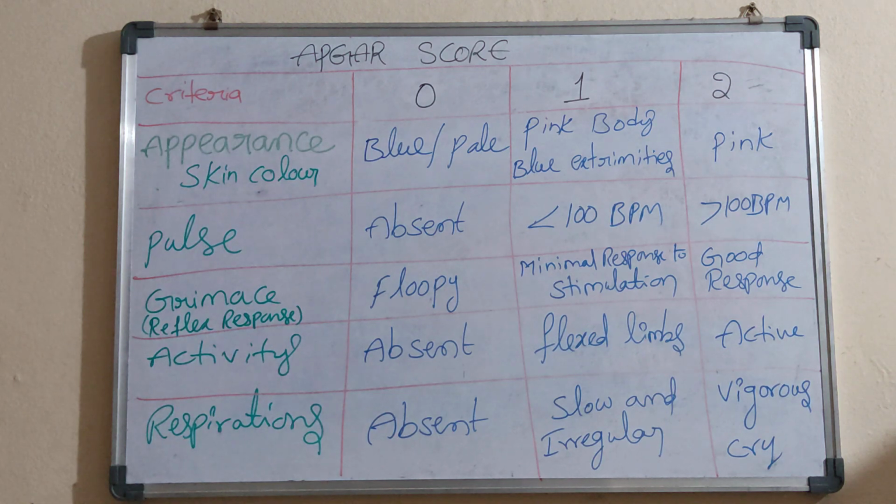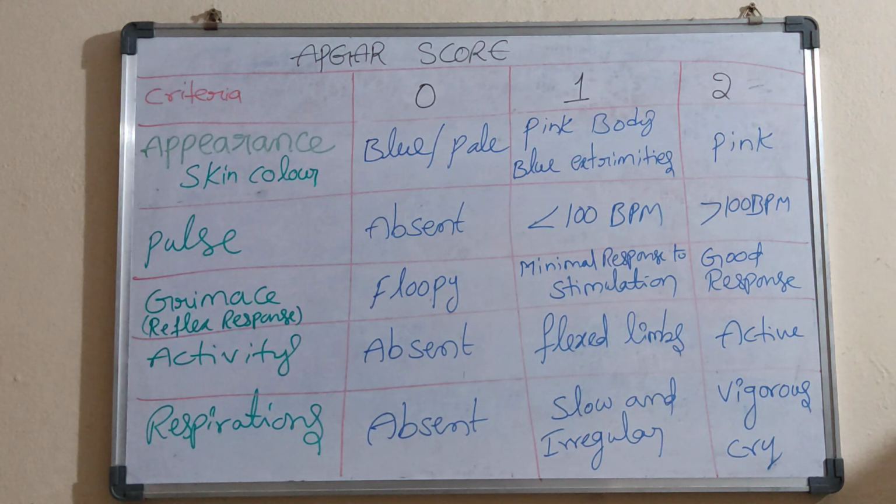The second criterion you need to check is pulse rate. Under 0, the pulse may be absent. Under 1, less than 100 beats per minute. Under 2, more than 100 beats per minute. Coming to the third criterion, you need to check the reflex response. Under 0, the baby may be floppy. Under 1, minimal response to your stimulation. Under 2, there is a good response after your stimulation.